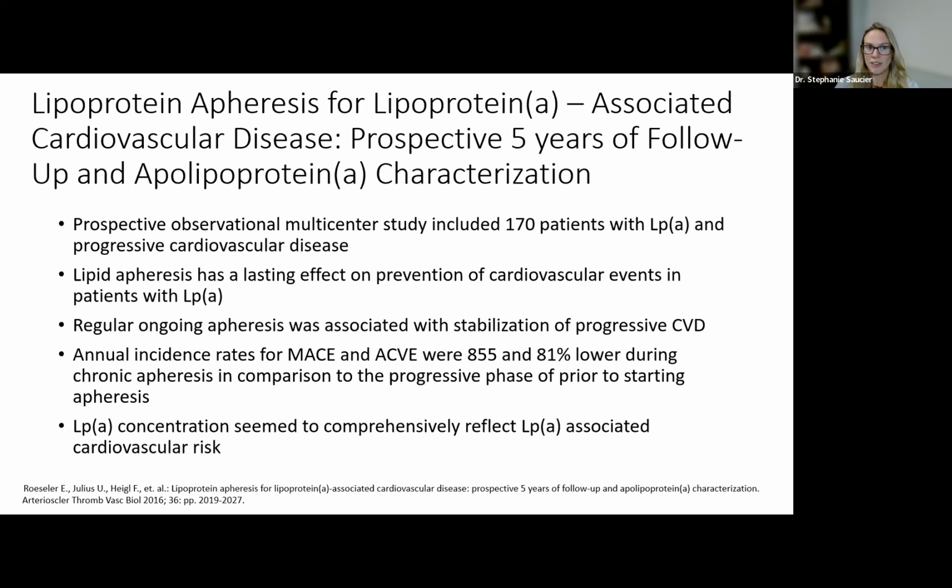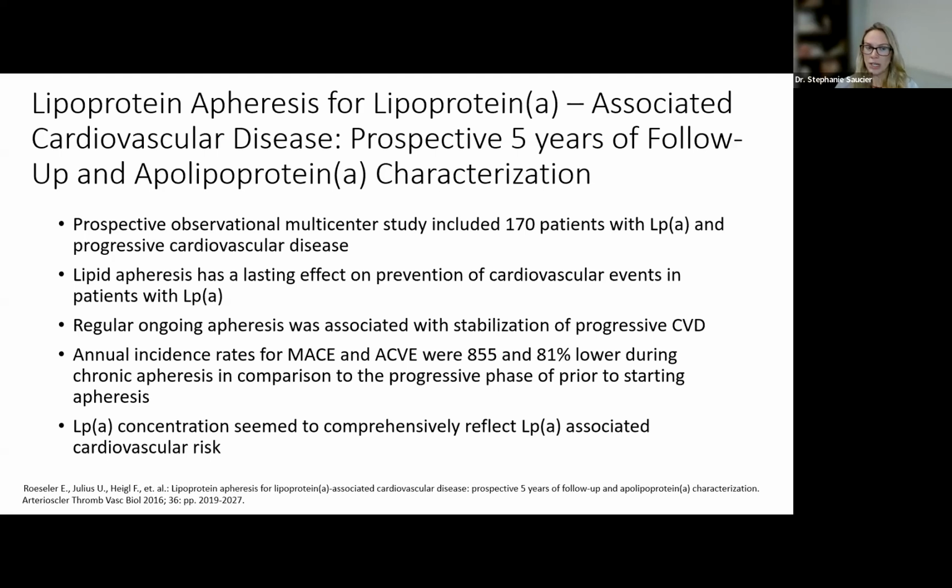This was a prospective observational multicenter study. It included 170 patients who had elevated Lp(a) and progressive cardiovascular disease. Lipid apheresis has a lasting effect on prevention of cardiovascular events in patients with high Lp(a). And it was found in this study that regular ongoing apheresis was associated with stabilization of progressive disease. This is exactly what we saw in my patient. She had progressive disease on all of the medications I could put her on, but then she stabilized and has had no additional progression of her disease since initiation of apheresis 3 years ago.